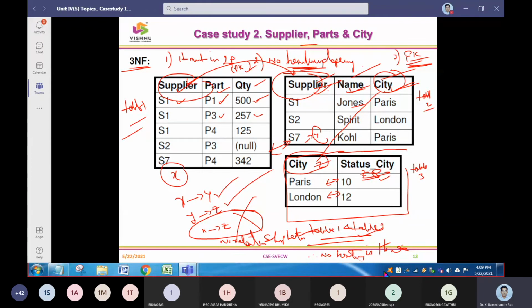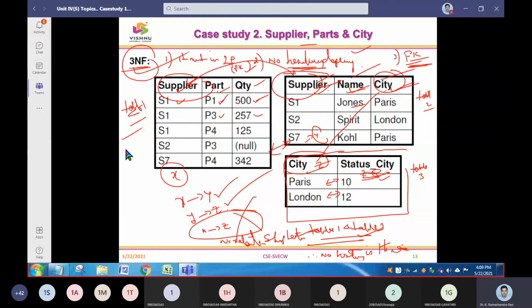So the algebraic aspect, the transitivity property, you can observe. Supplier to supplier relation is there. That means table 1 to table 2 relation is there, X to Y is there. Again, city to city there is a relationship, Y to Z is also there. What is the transitive property? X to Y, Y to Z, Z to X. Is Z to X available? Supplier, part, quantity is one table, city and status is another table. Is there anything common to join table 1 and table 3? No, not at all. That means there is no transitivity dependency. That means it is fitting the third normal form.